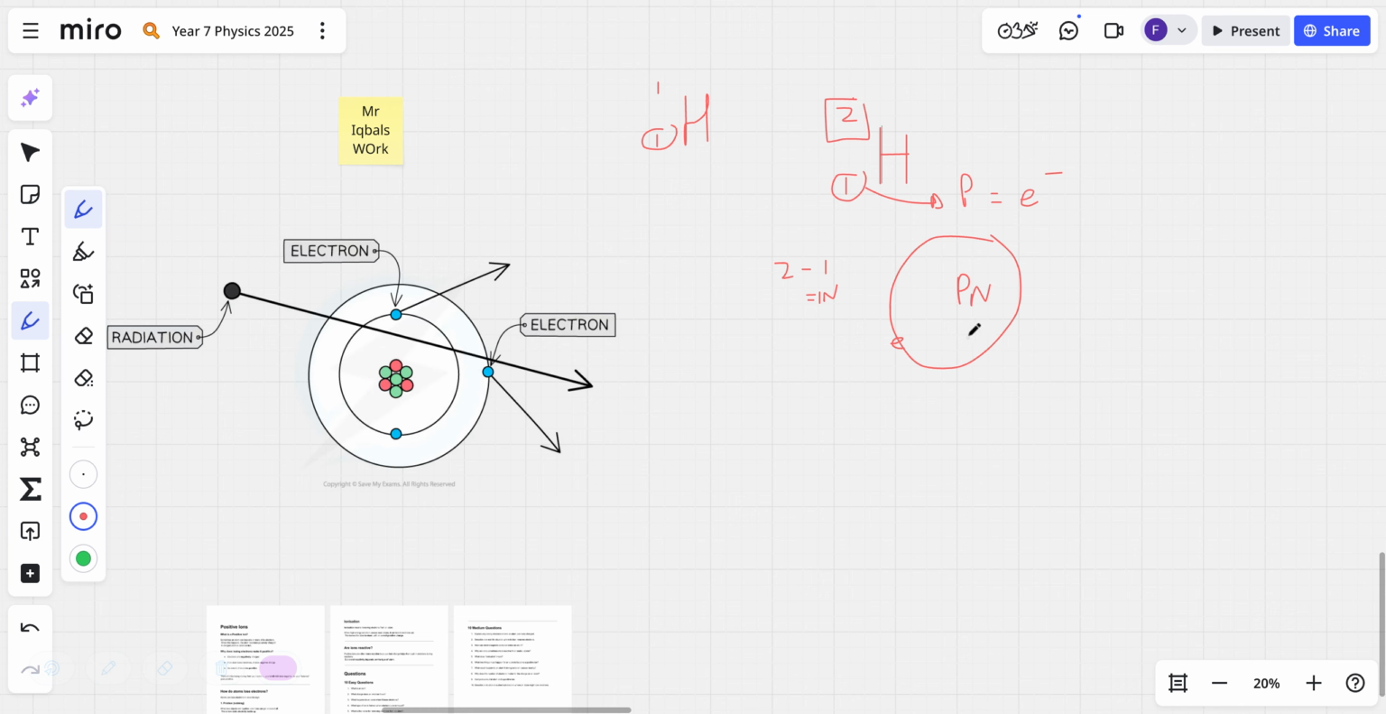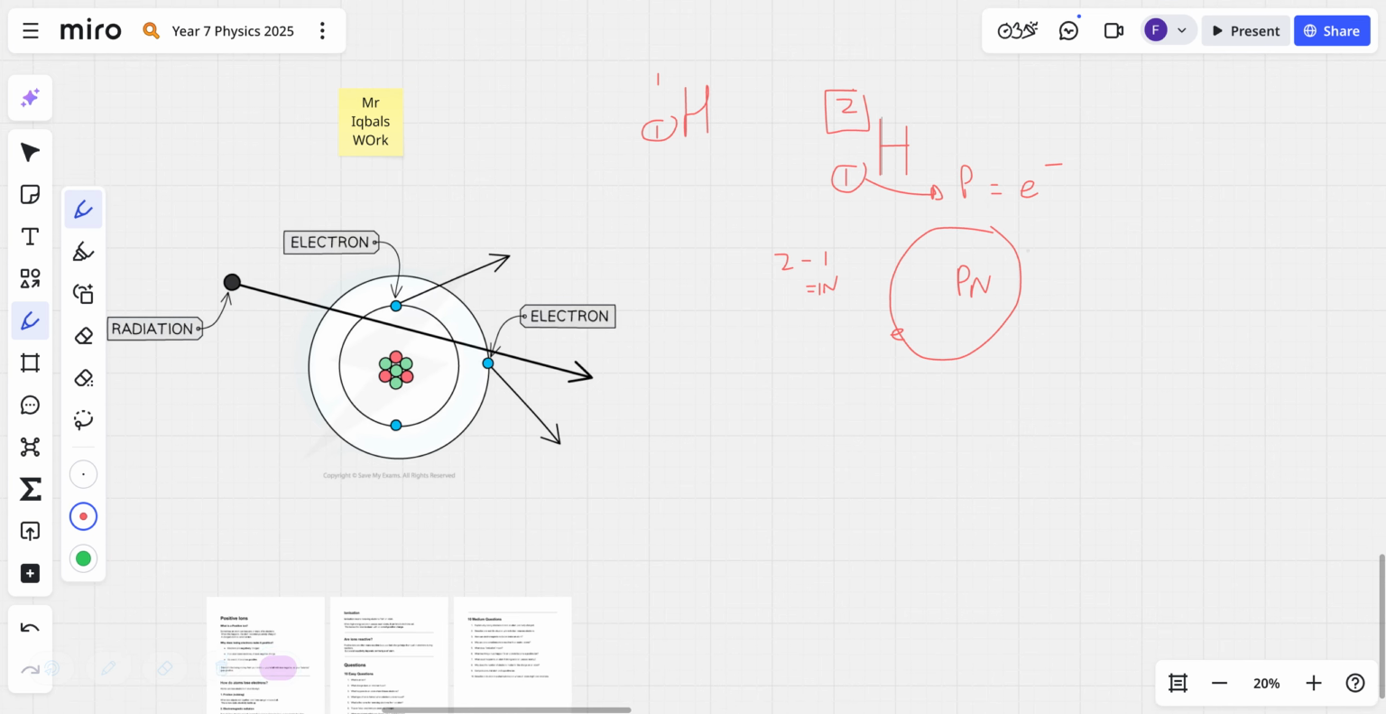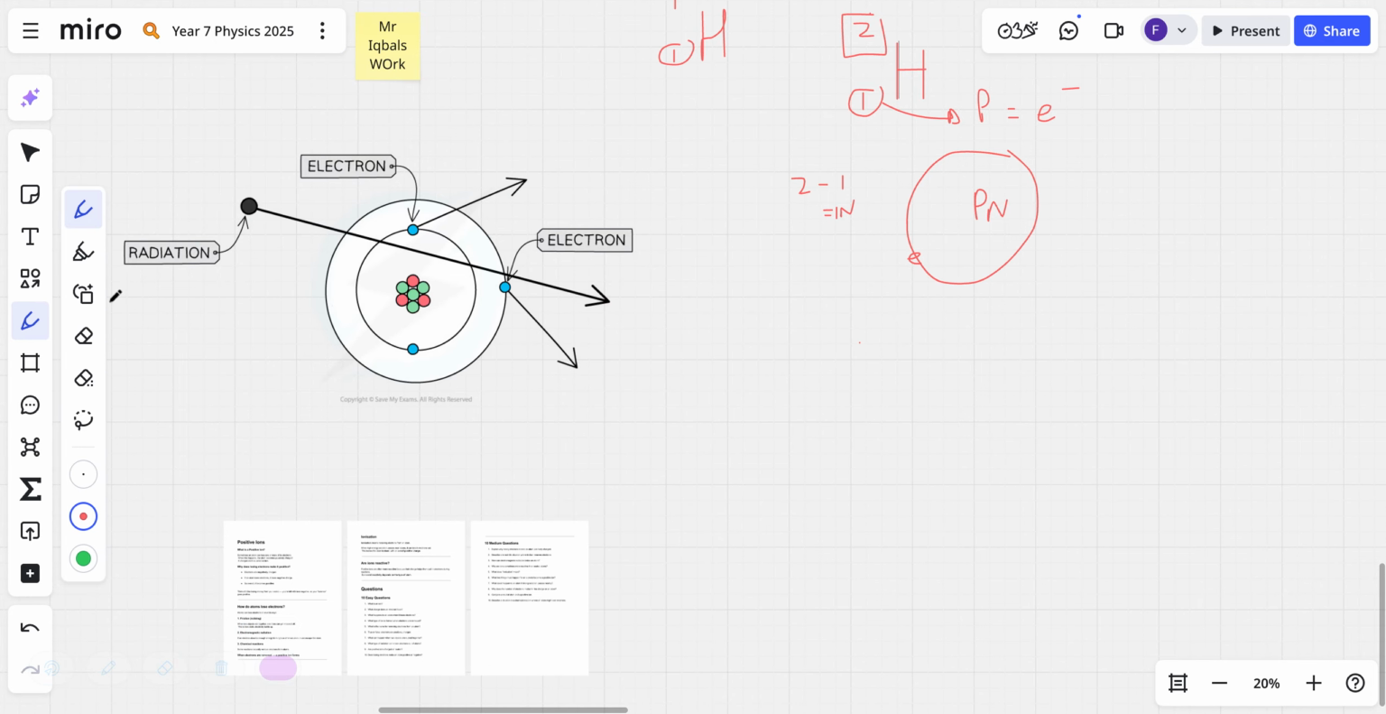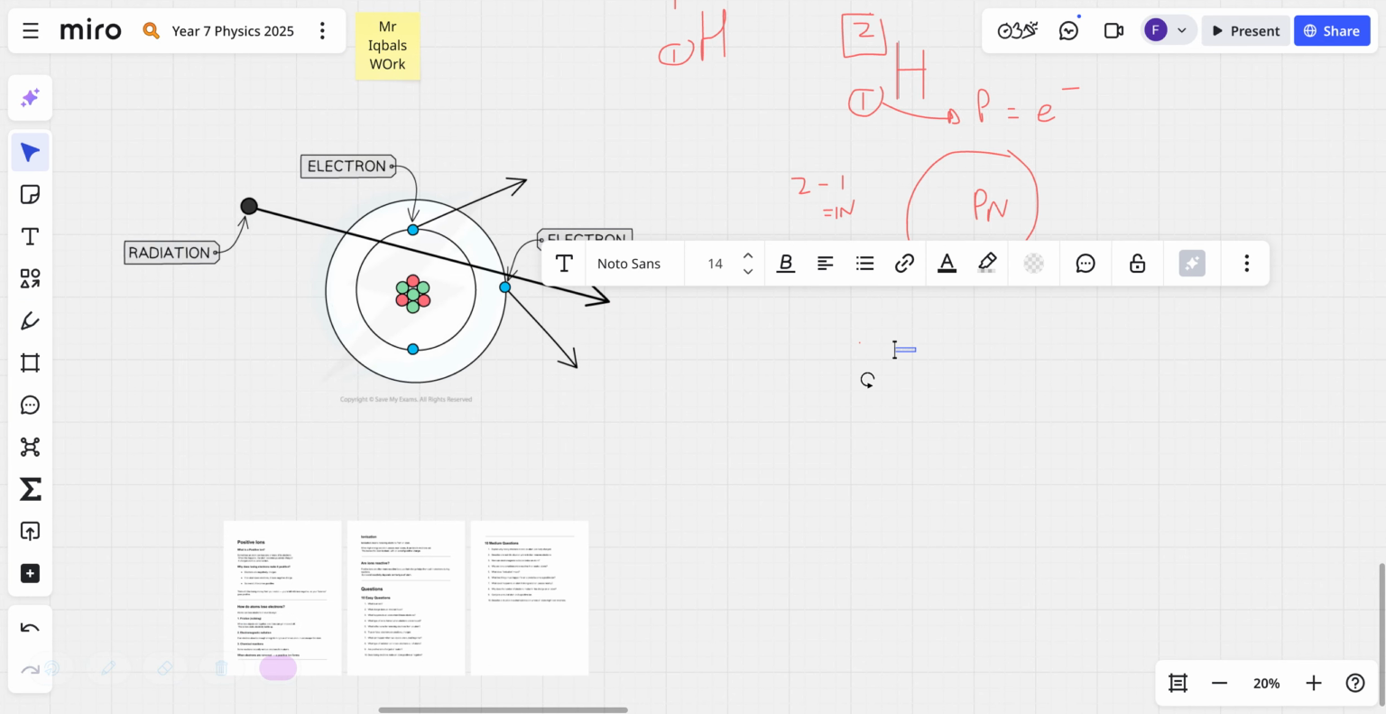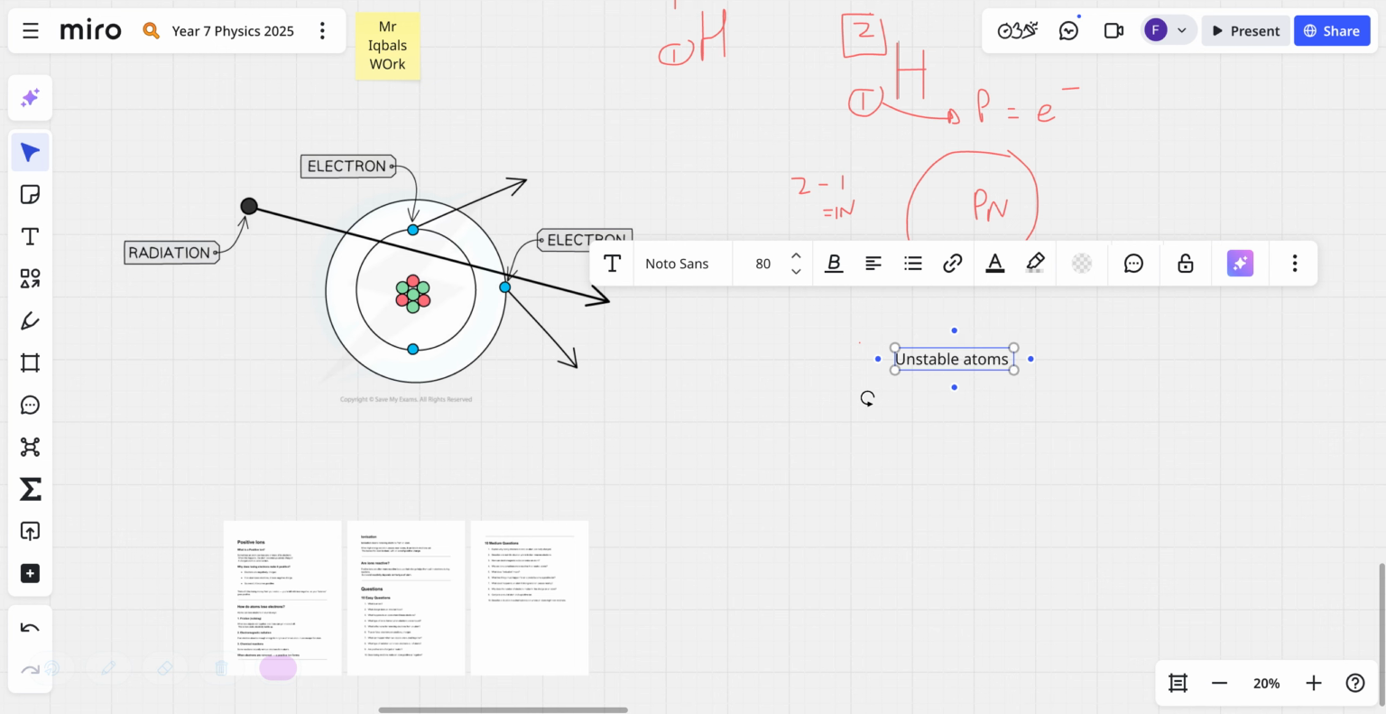If an isotope has too many neutrons, or not enough neutrons, or is too big, it's unstable. All right. And what it does, it emits radiation. And I'm sure most of you have heard of radiation. And next week we'll look at the different types of radiation. So unstable atoms decay. That means they break down. And they emit, which means they give off, radiation. Right.